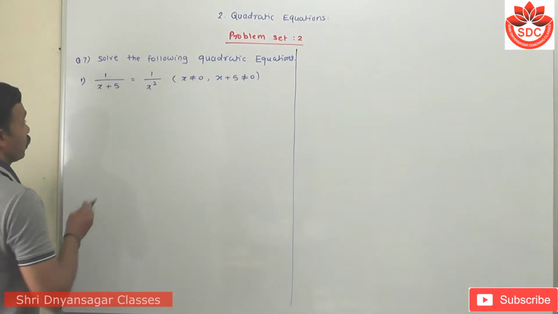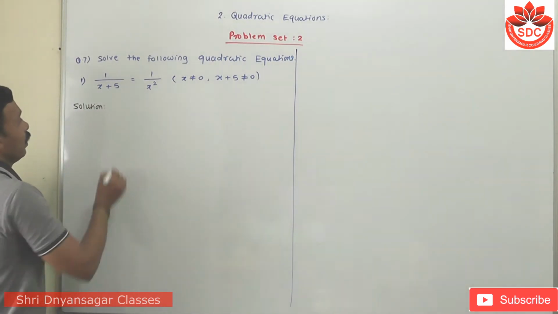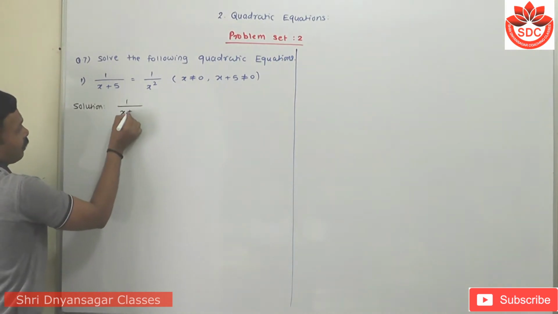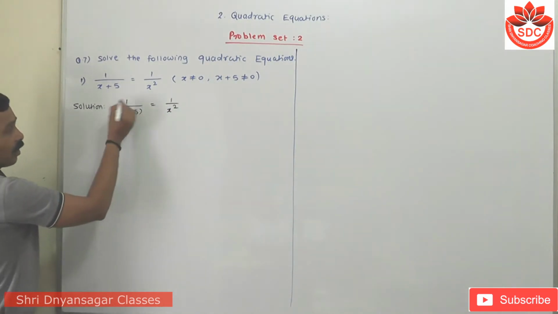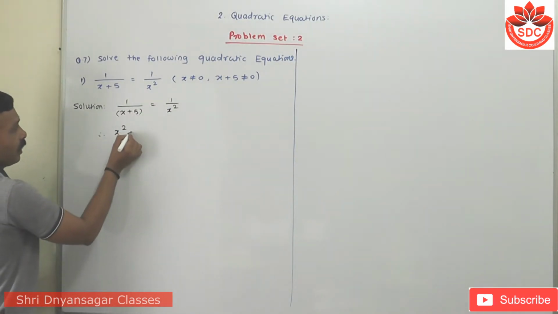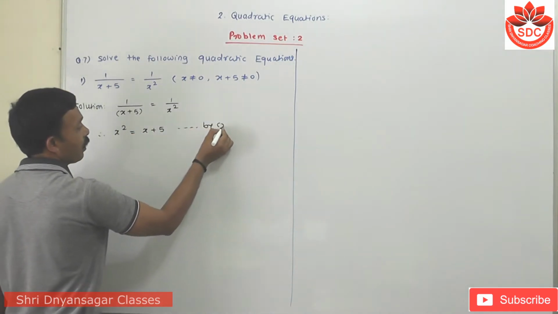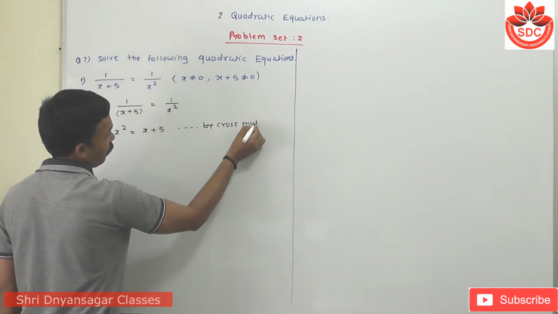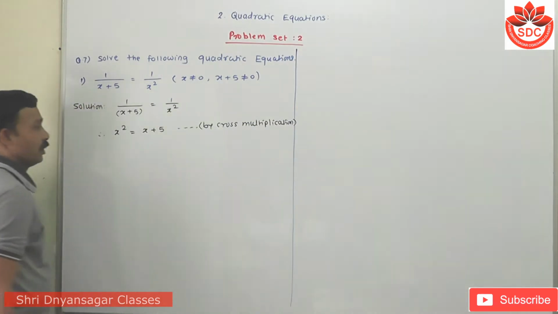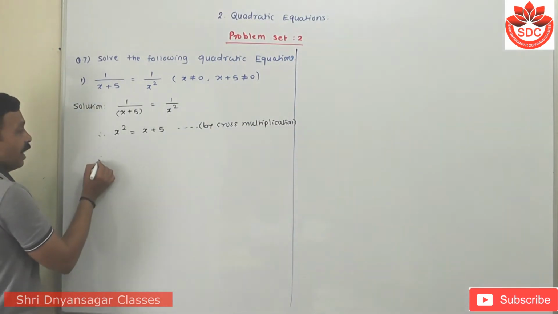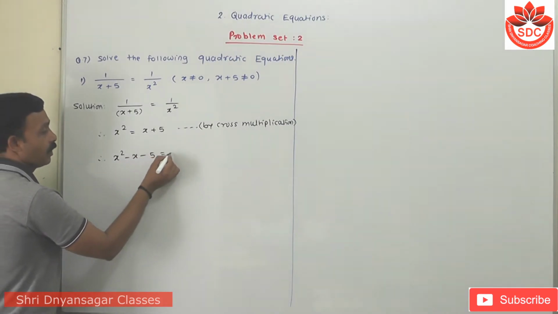Now look carefully how to solve it. Its solution is: first I write the equation, x plus 5 is equal to 1 upon x. Then by cross multiplication we get x square is equal to x plus 5. Here I have to write by cross multiplication. Students, then transposing to the other side we get, therefore, x square minus x minus 5 is equal to 0.